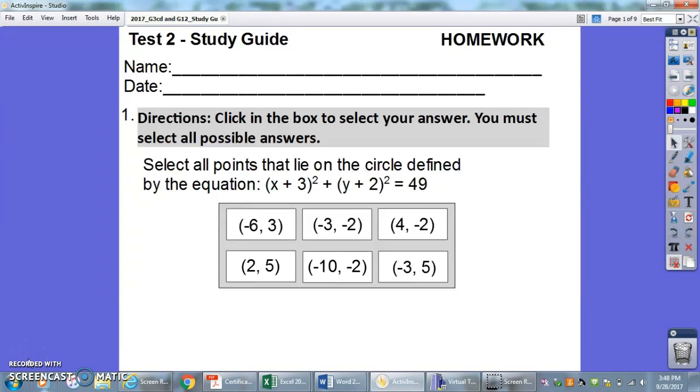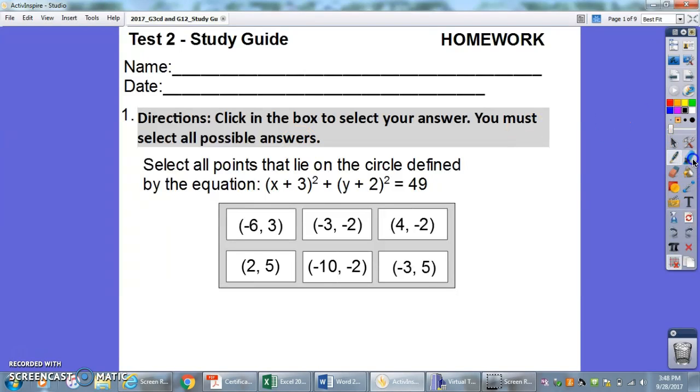Alright, let's do our Test 2 study guide. So the first question says directions. Click in the box to select your answer. You must select all possible answers. So this question is acting like a TEI question on the computer when you're supposed to click on your answer. And to get it right, you do have to select all possible answers. Okay, so it's really important to do this carefully.